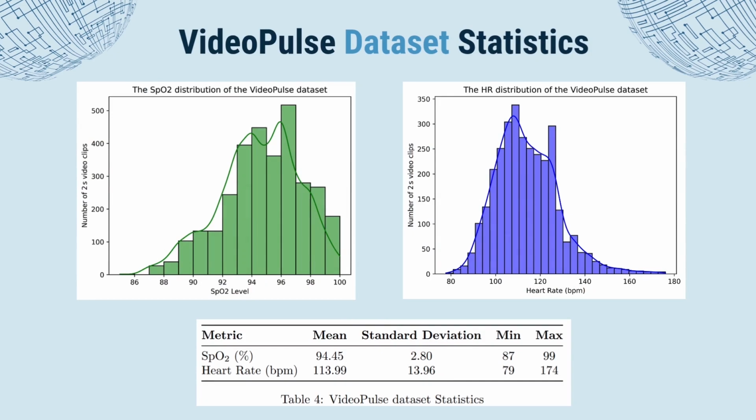Now, let's take a closer look at the statistics of our dataset. The majority of SpO2 values fall between 92% and 98%, with a mean of 94.4%. The heart rate distribution exhibits a wider range, spanning from 79 to 174 beats per minute, with an average of approximately 114 beats per minute.